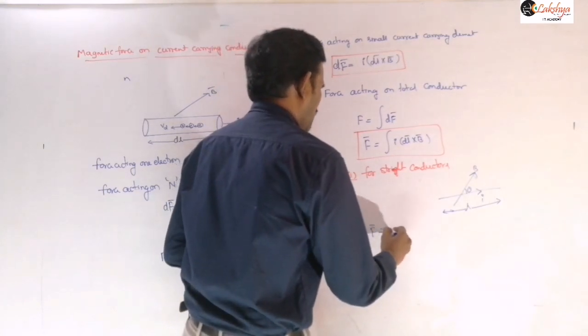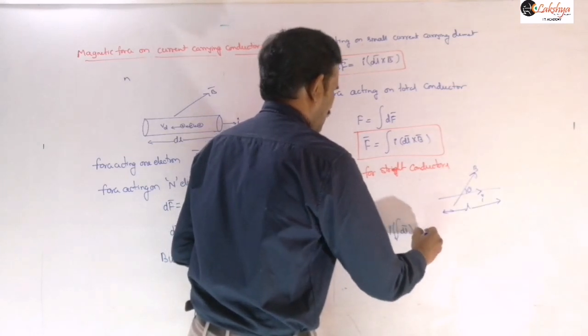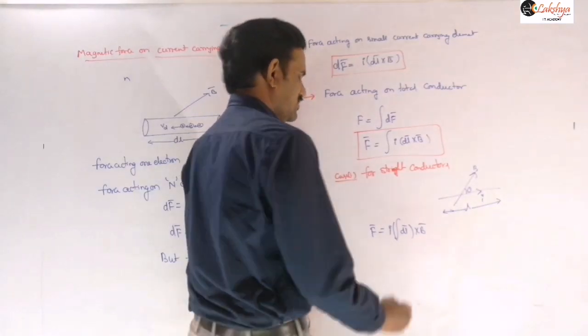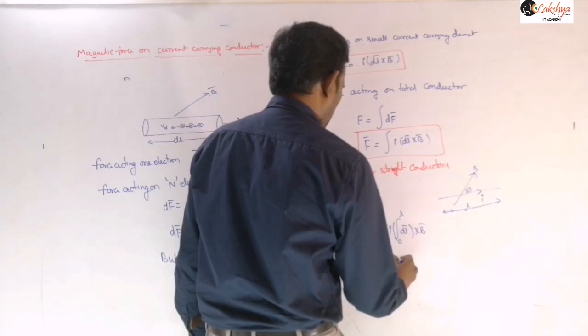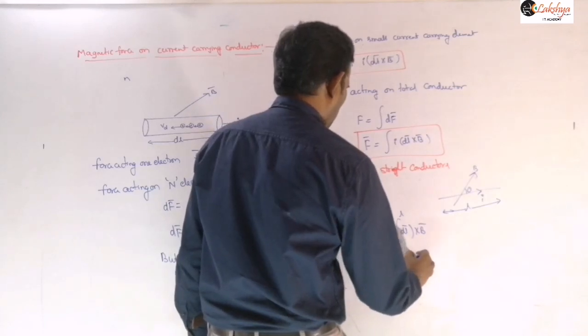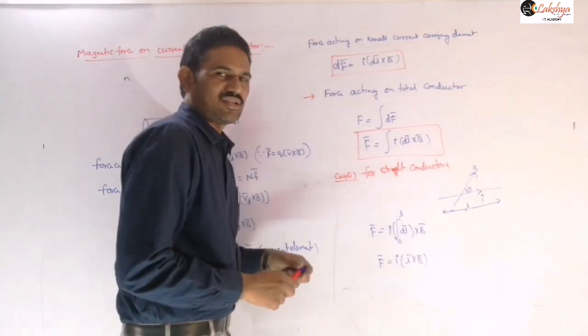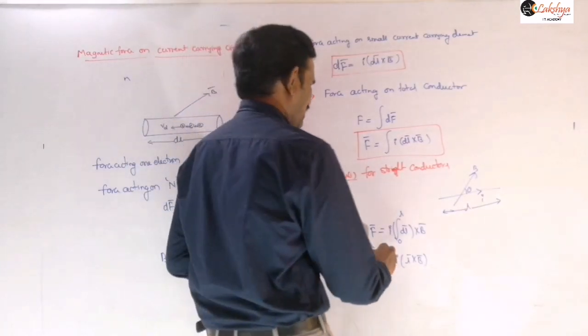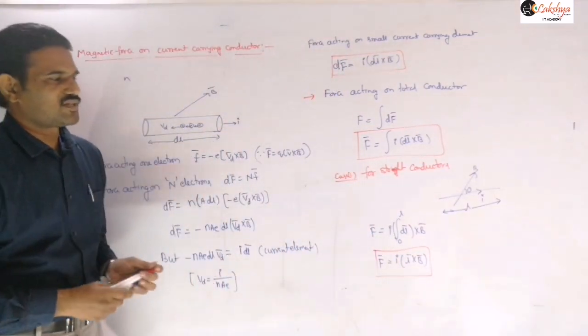And therefore what we can write here for straight conductors is F bar equal to I into the integral of dl bar cross B bar, with the limits from 0 to L. Therefore this value we can write as I into L bar cross B bar. So for straight conductors you can directly replace the dl bar with the L bar. Is it clear?